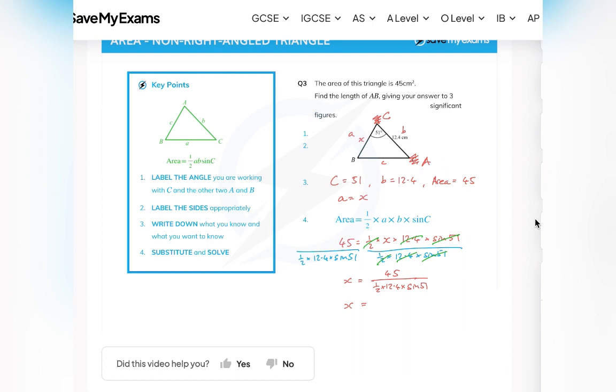And I simply type that into my calculator and it gives me the value of x, and it's asked for it to 3 significant figures, and that is 9.34 centimetres. And that's that. So same principle each time, just finding something different each time.